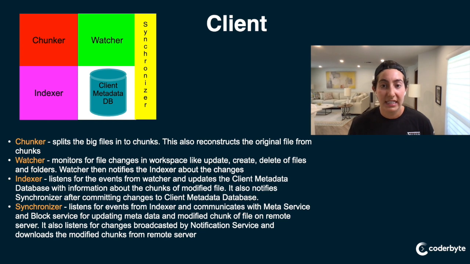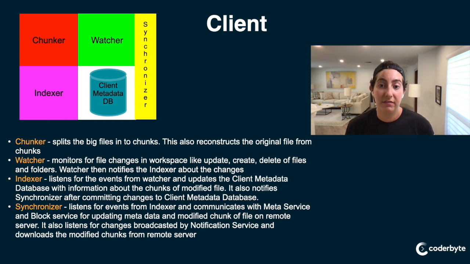And then finally, we have the synchronizer, which is listening for events from the indexer and communicating with the meta service or meta server, and the block service or the block server for updating the metadata and modified chunk of the file on the remote servers. So this is the thing that's actually reflecting the changes in the cloud. So this is managing that your machine looks the same as the machine that's mirrored in the cloud infrastructure of Dropbox, so you can get it on all of your other devices.